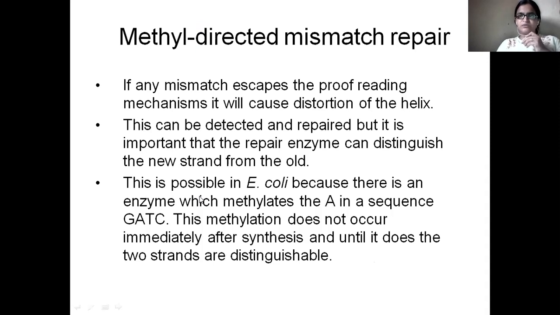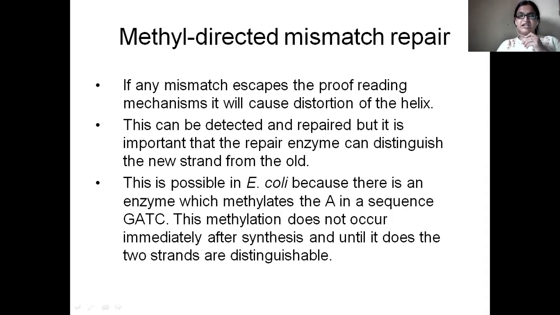Next, till now we have seen the list of damages and types of proteins involved in each repair mechanism. So let us study each repair mechanism in detail, starting with the methyl directed mismatch repair. Methyl directed mismatch repair. If any mismatch escapes the proofreading mechanism, it will cause distortion of the helix. What happens is, what do you mean by a mismatch?